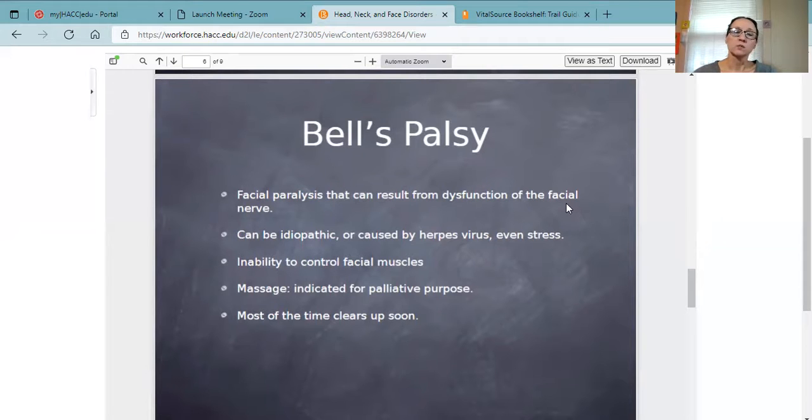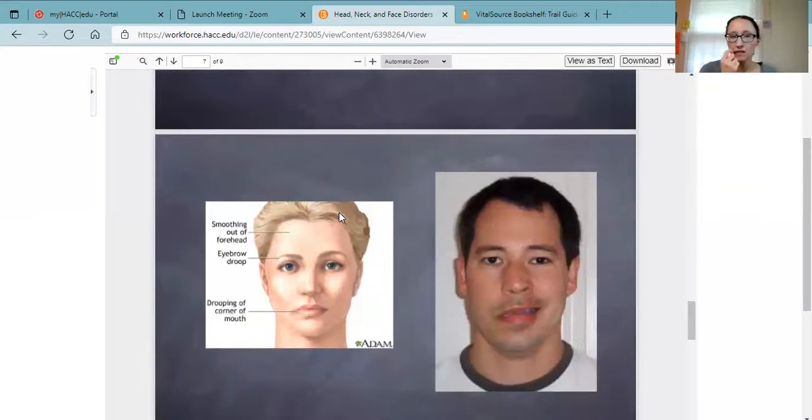And what causes this? Well, it can be idiopathic. In fact, it's idiopathic a lot of the time. You can actually just wake up like this. And let me show you what it looks like real quick. So having one side of the face paralyzed. That's what it looks like.